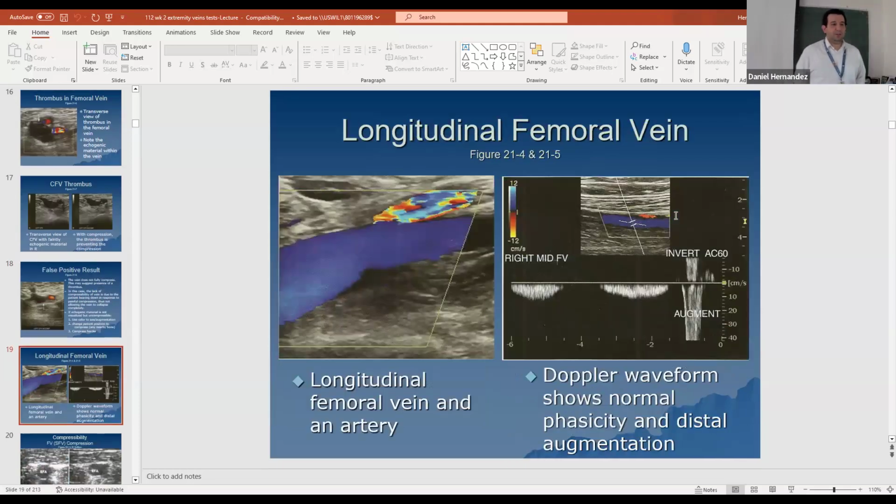This is showing a nice longitudinal femoral vein. You can see the artery anterior to the vein there. The vein is filling nicely, completely with color all the way across. So that's a nice, beautiful color image.